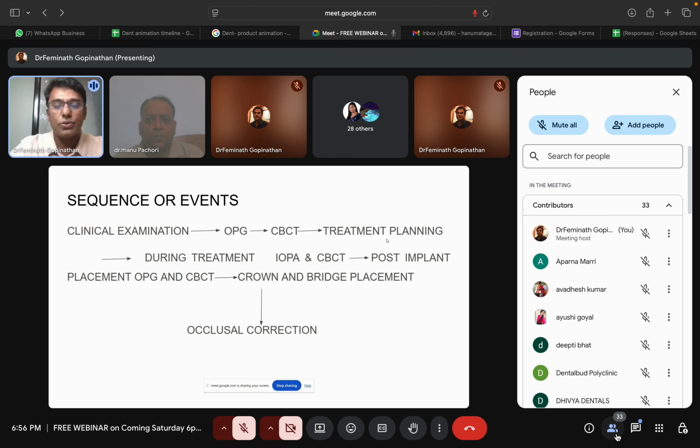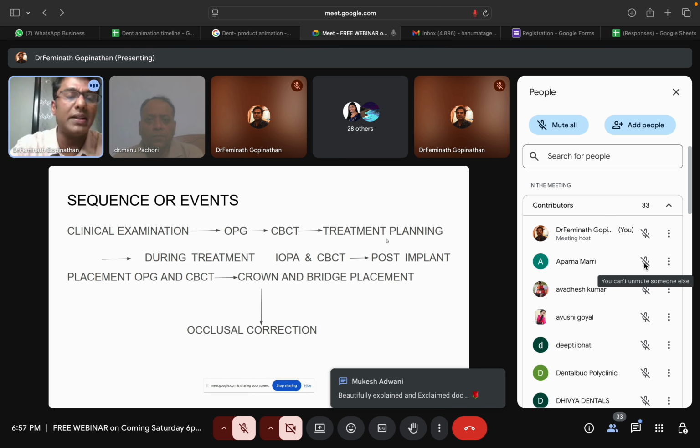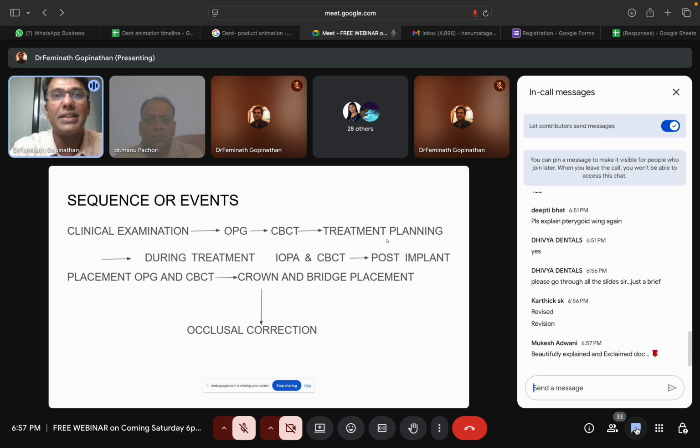So I'll just go through it once again. The basic sequence of events will be clinical examination. But nowadays, even before the clinical examination, you get to see the patient's OPG because most of the people are traveling from abroad or other far places. So they send you the OPG and then we have to assess and give them a treatment plan prior to them coming down, as well as the financials.